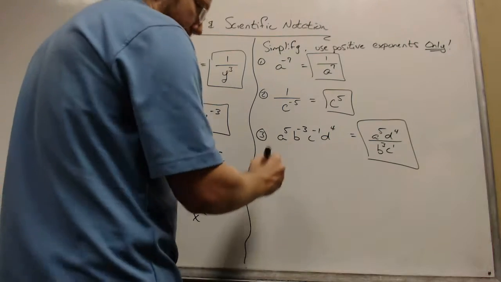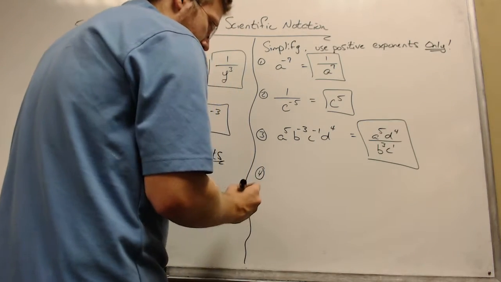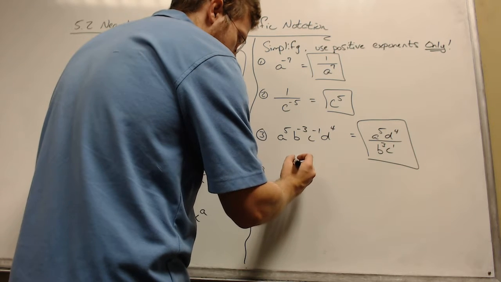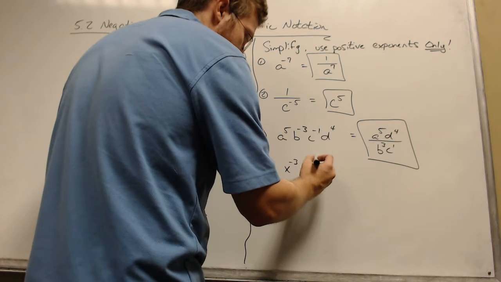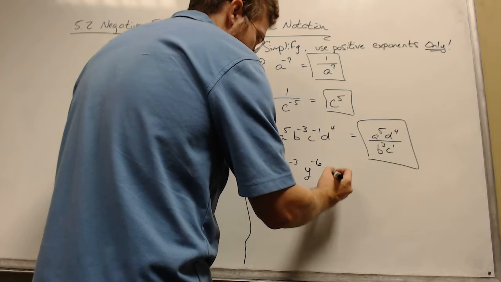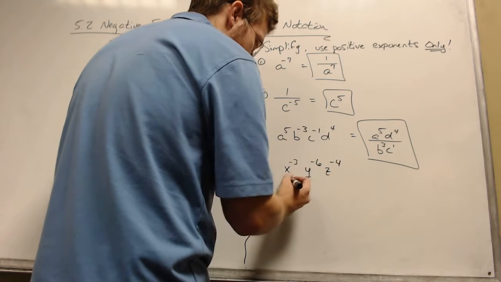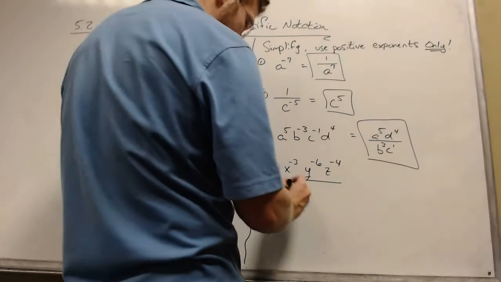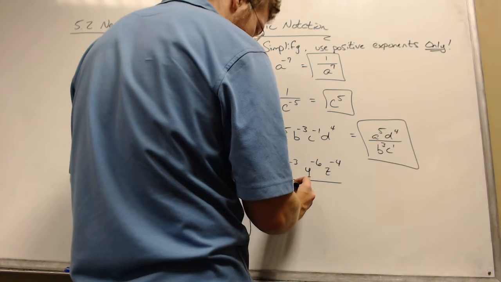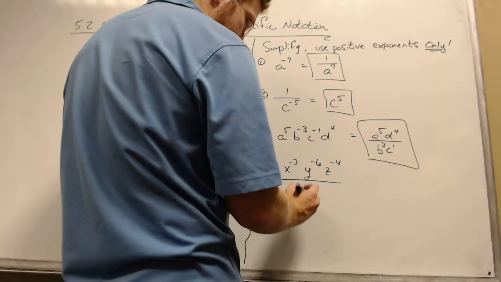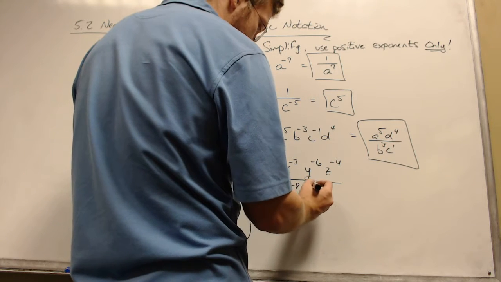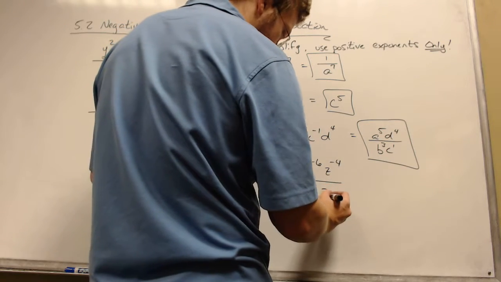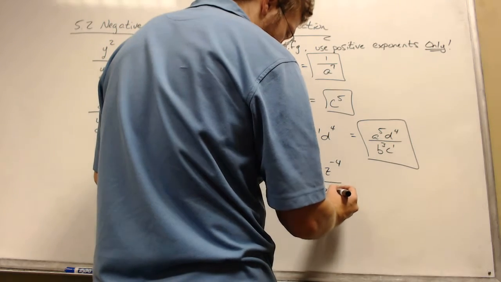All right, I'll just do another example here. If I had, let's build up to something a little more difficult: x to the negative 3rd, y to the negative 6th, z to the negative 4, over x to the negative 8th, y to the 3rd, z to the negative 1.